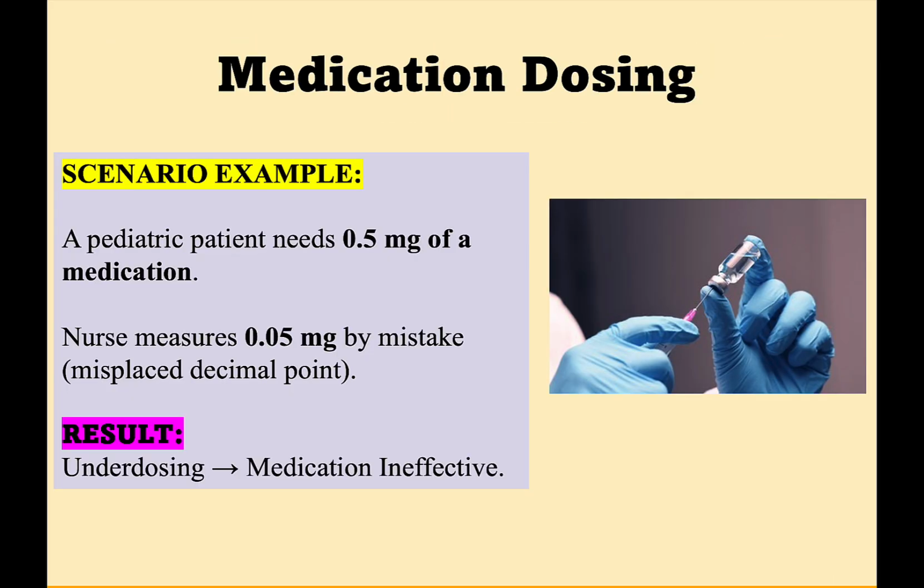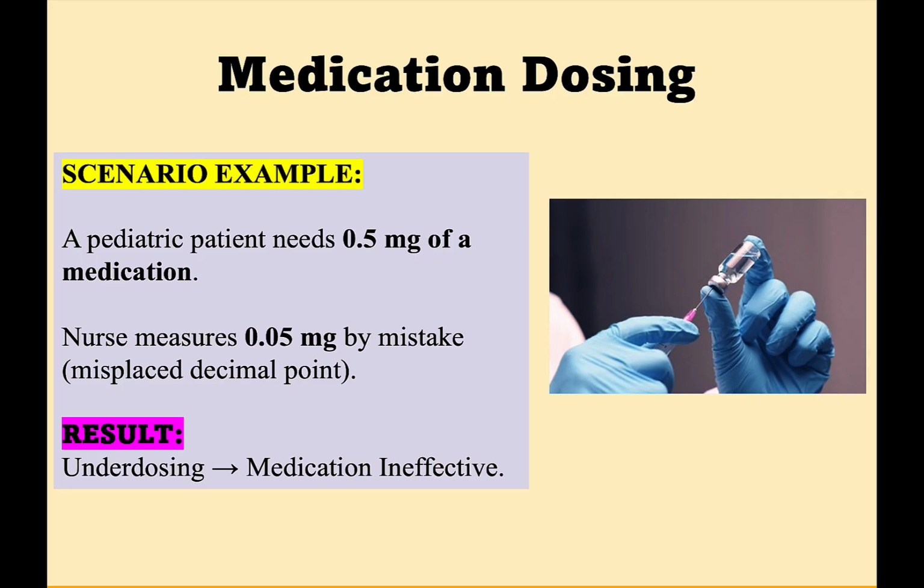So let's look at an example. Let's say that a pediatric patient needs 0.5 milligrams of a medication. And we're going to look at further examples in this course where this 0.5 milligrams could be given as dissolved medication in a solution, it could be given as a pill, it could be given in a variety of ways. But in the end, this is some type of chemical, and we need to give the patient 0.5 milligrams.